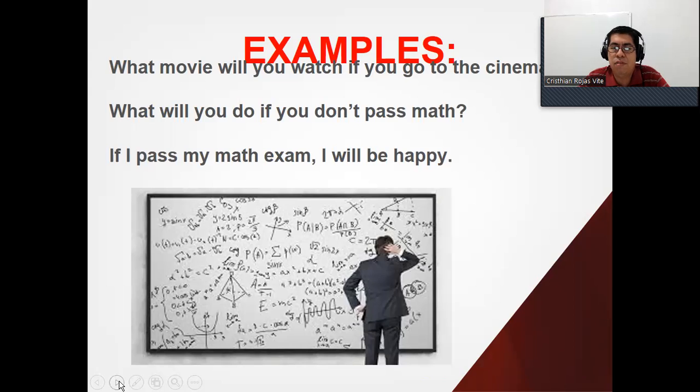And here we have some more examples. What movie will you watch if you go to the cinema? Oh, this is pretty interesting because this time we're using a question. Or what will you do if you don't pass math? Oh, teacher, I don't know, maybe I will need to take some extra classes, or I will need to take another test, or I think I should study the same subject once again in the next semester or in the next grade.